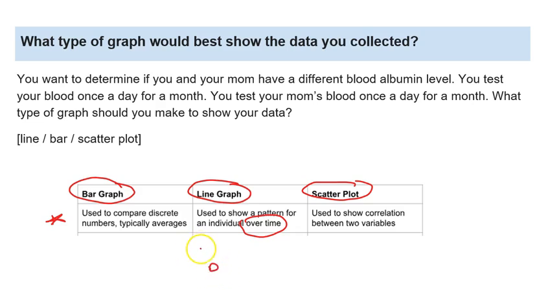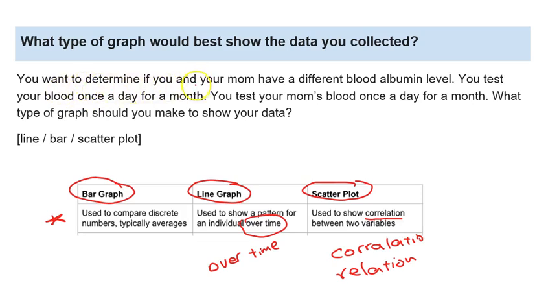So when we are going to compare two categories over time, we are using the line graph. And when we are going to show the correlation or the relationship between two variables, we are going to use the scatter plot. So correlation or relation are the keywords that help us find that the scatter plot is the best graph to show the data that we collected.